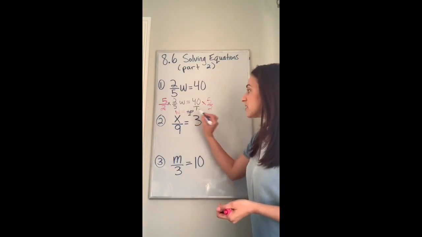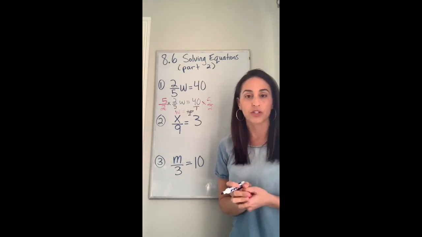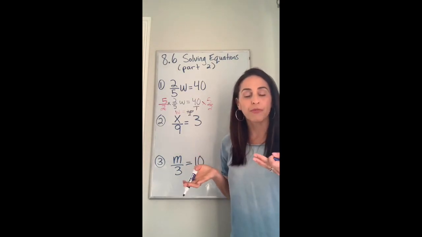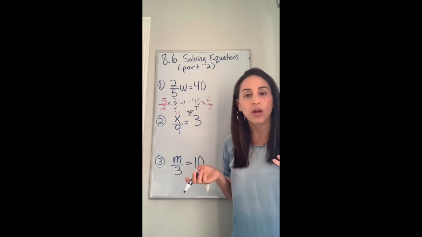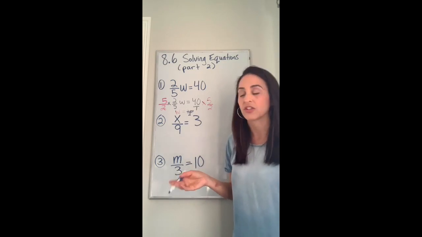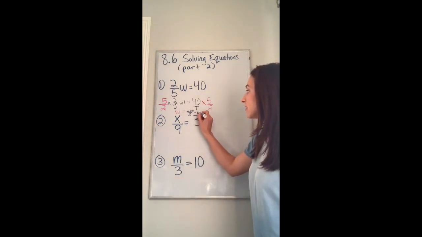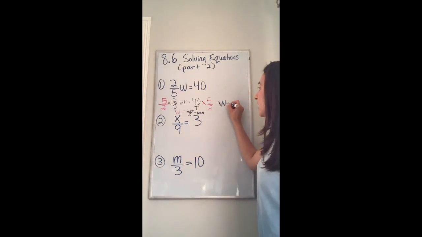Now I have this improper fraction, 200 over 2. What do you do with improper fractions? You divide. Okay, what's 200 divided by 2? What's half of 200? Yes, it's 100. Okay, so W equals 100.